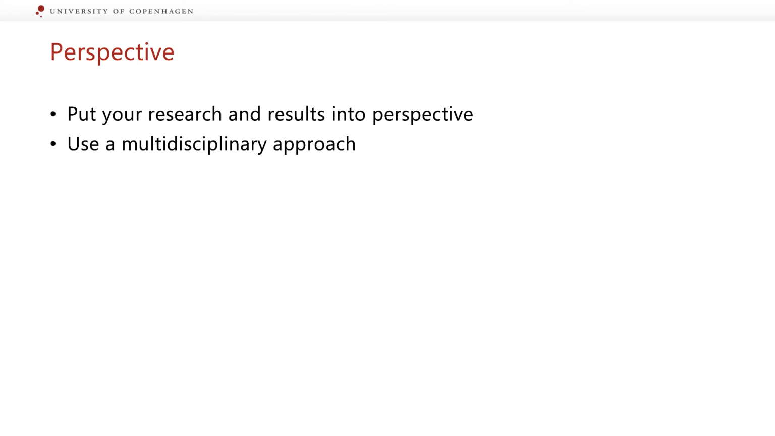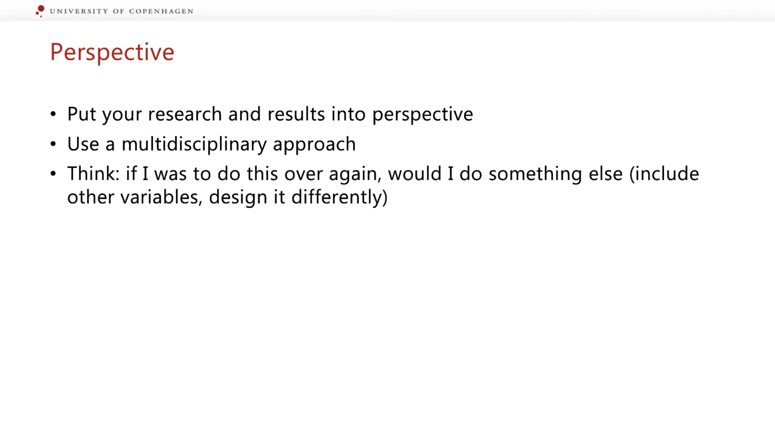Try to find out which other disciplines could actually be implemented in this case to elucidate some other aspects of your study. And you could think, if I was to do this over again, would I do something else? Would I include other variables? Would I design it differently? How would I actually go about it now that I have this knowledge that I have? I think that is worth some reflection actually to try to think about this. How would I do it if I have this knowledge that I have now?